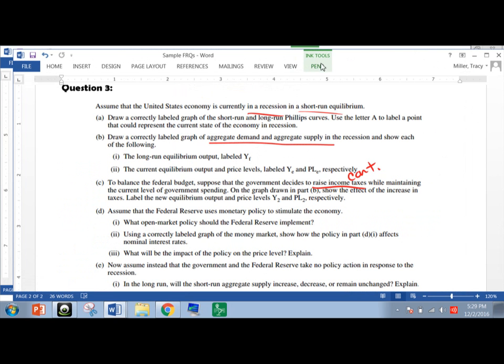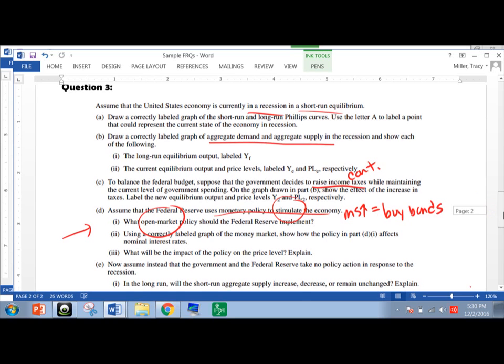All right. So now we're bringing in some Federal Reserve stuff, which is fun. And we've got the Federal Reserve that's going to try to intervene and use monetary policy to stimulate the economy. What open market operation or policy should the Federal Reserve implement? Well, open market specifically means the buying and selling of bonds. If we want to stimulate the economy, we want the money supply to increase. So that means we must be buying bonds. So you're going to get 1 point for buying the bonds.